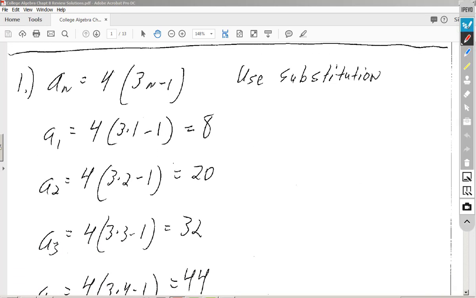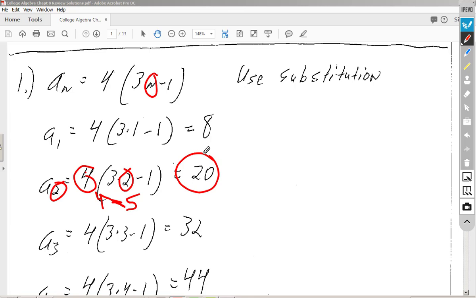This is just a matter of substitution. So using substitution, I'm going to take this 1, I'm going to put it into my equation in place of n. So now I got 3 times 1 is 3, 3 minus 1 is going to be 2, and then this 4 times 2 is going to equal my a sub 1, which is 8.